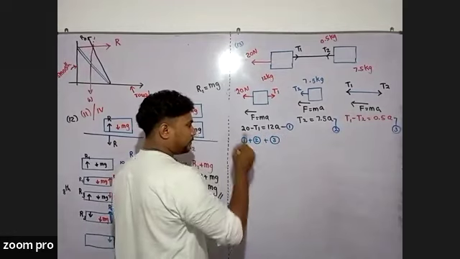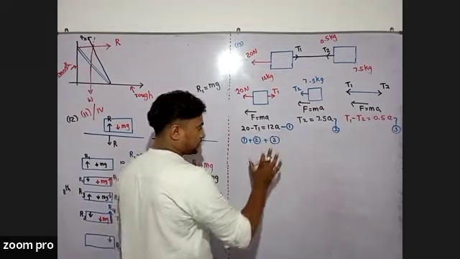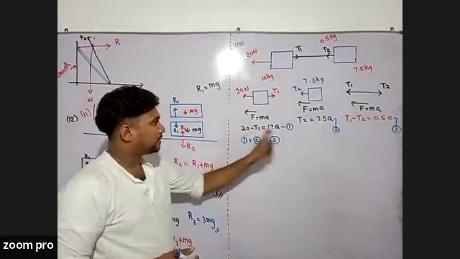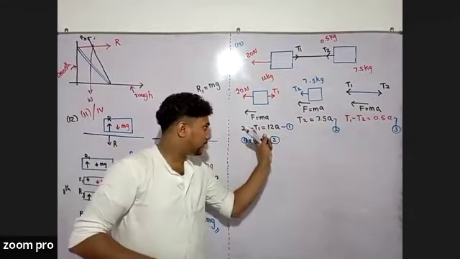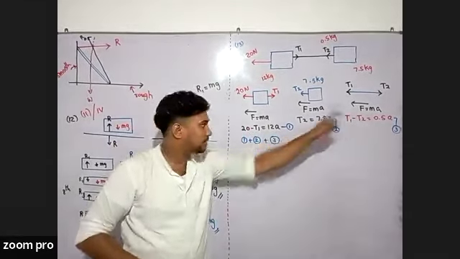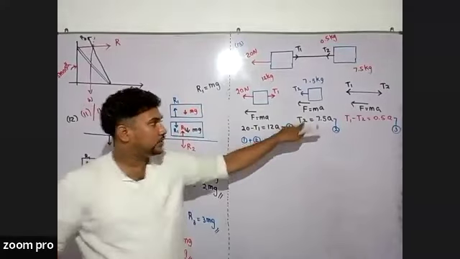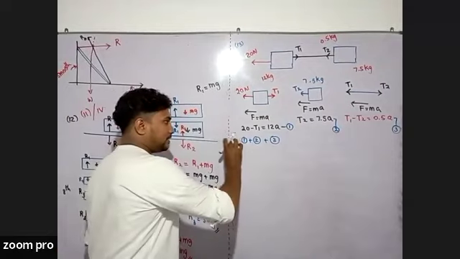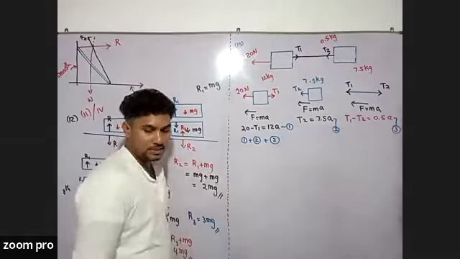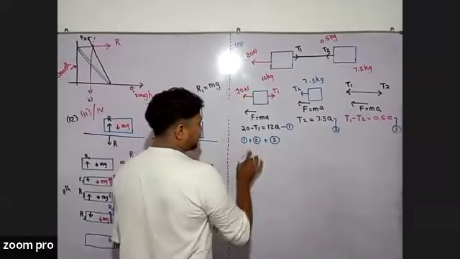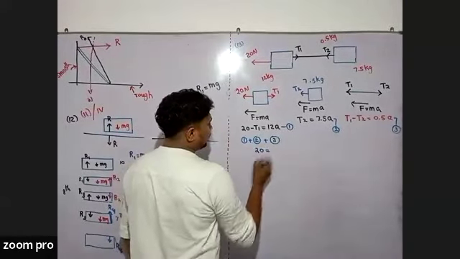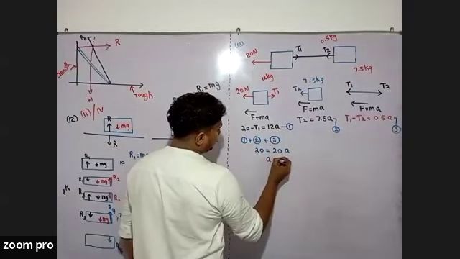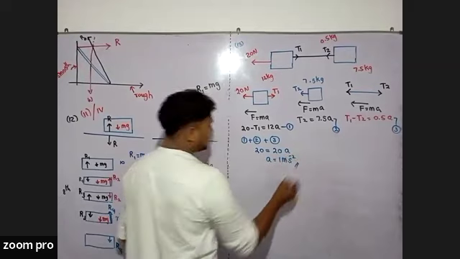If you write these equations, you can observe that the negative T1 is cancelled with the positive T1, and the positive T2 is cancelled with the negative T2. I'm not going to write the whole expression, but I will obtain the final one. If you simplify it, you obtain 20 equals 20a. That means a equals 1 meter per second squared.